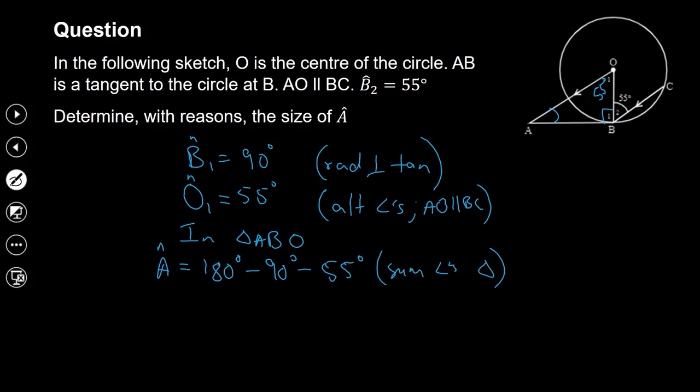You know they are supplementary to each other. Therefore, angle A will be equal to 180 minus 90, which is 90. 90 minus 55 will then be 35 degrees. And that will be the value there.